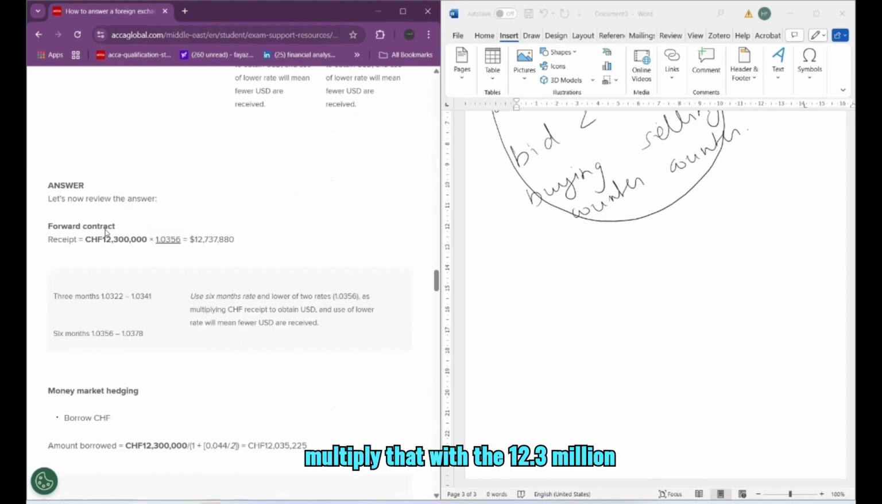You will multiply that with the 12.3 million receipt and you will get this amount. Okay, this is the fixed amount that you're going to receive. This is USD. In 6 months' time, you'll get this. I mean, you will get this according to the forward contract, but according to the market, it can differ. So the problem with forward contract is you are fixing yourself into it, right? But you don't know how exactly the market will move. It can even go adversely, it can go favorably. So you're taking a risk here, but that's all about you choosing forward contracts.